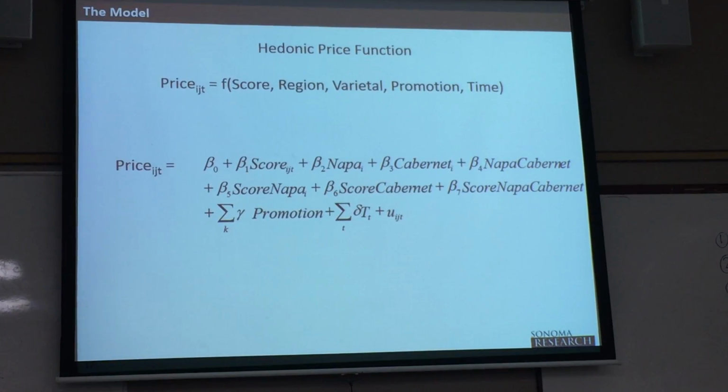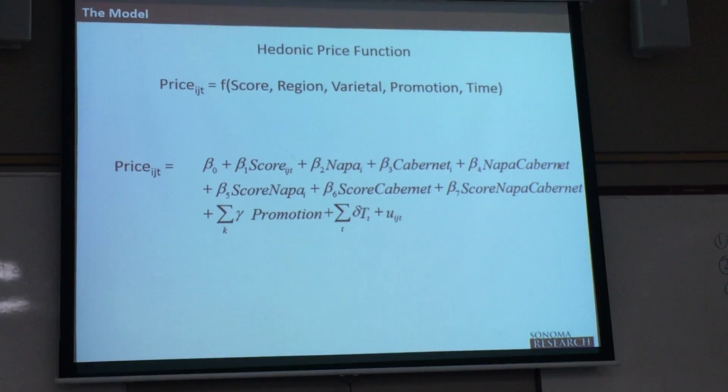So this will boil down to what? 4 models, right? Napa Cab, Sonoma Cab, Napa Zin, Sonoma Zin. Ignore the promotion stuff, we're going to leave that out. And I think we're going to leave out the time trend also. Are we good with this? Are we clear with this?